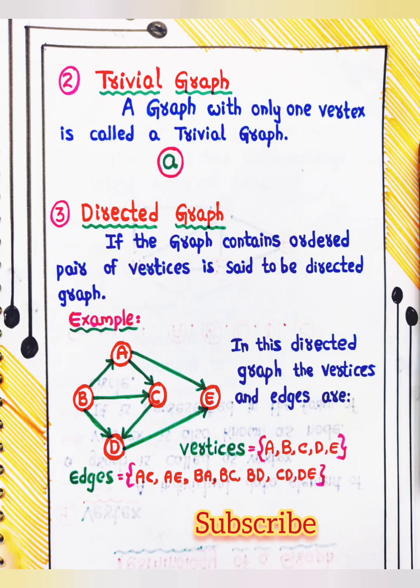Third one, directed graph. If the graph contains ordered pair of vertices, it is said to be a directed graph. Example, in this directed graph, the vertices are A, B, C, D, E. Edges are AC, AE, BA, BC, BD, CD and DE.